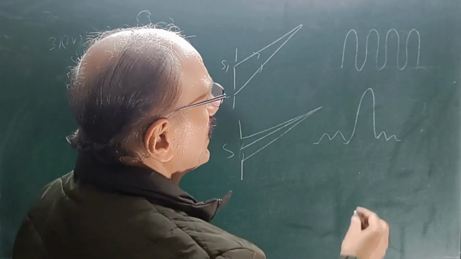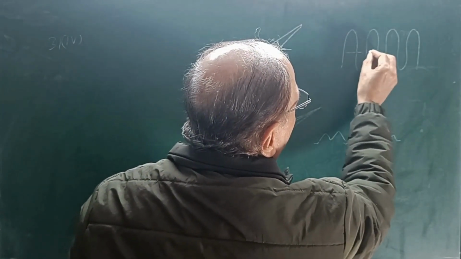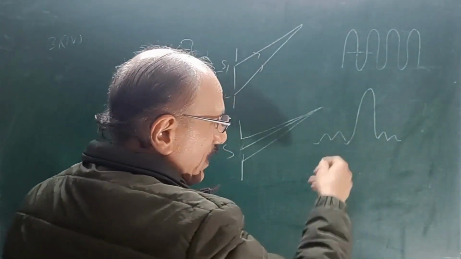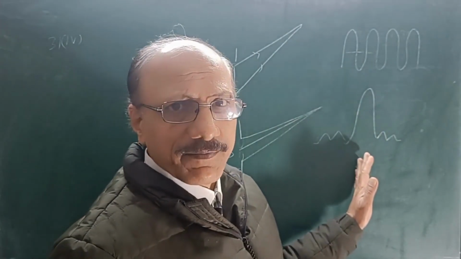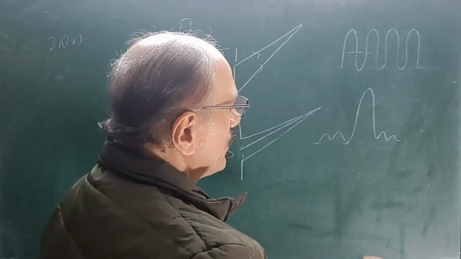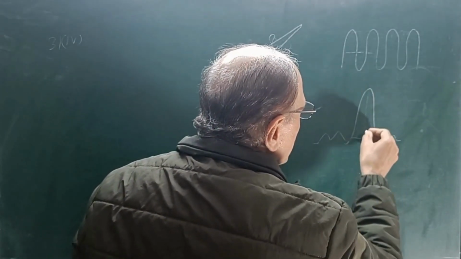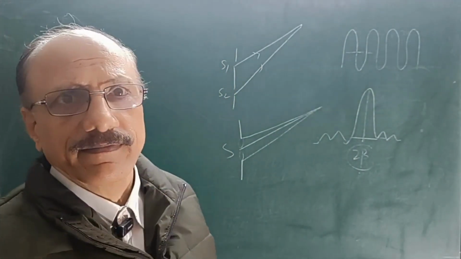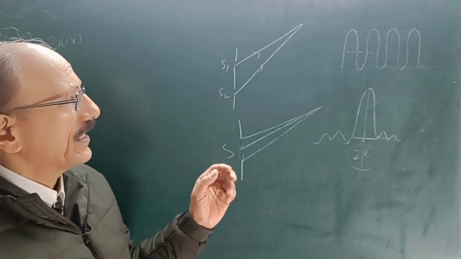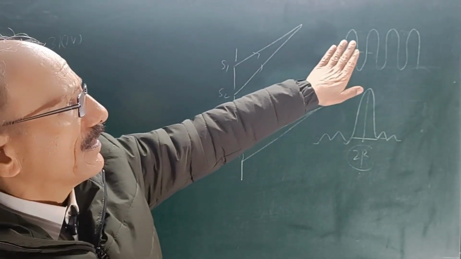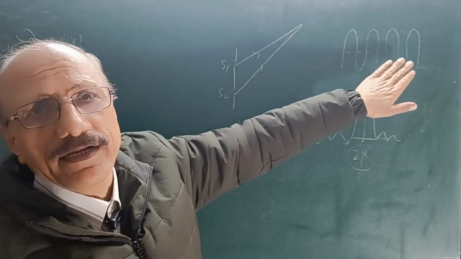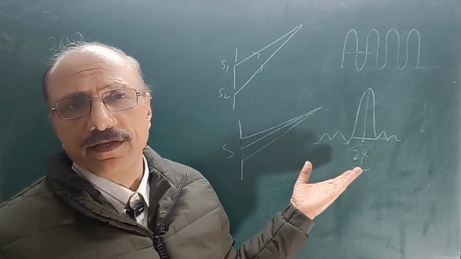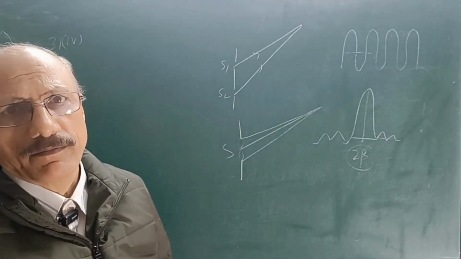Next difference, here the width of the bands, maxima or minima, are all equal, whereas in case of diffraction pattern, they are not equal. You just see, in diffraction the central maxima is twice the width of the other maxima. One more difference, here the dark fringes are completely dark, the minima are black or dark, but in case of the diffraction pattern, the minima are not perfectly black.